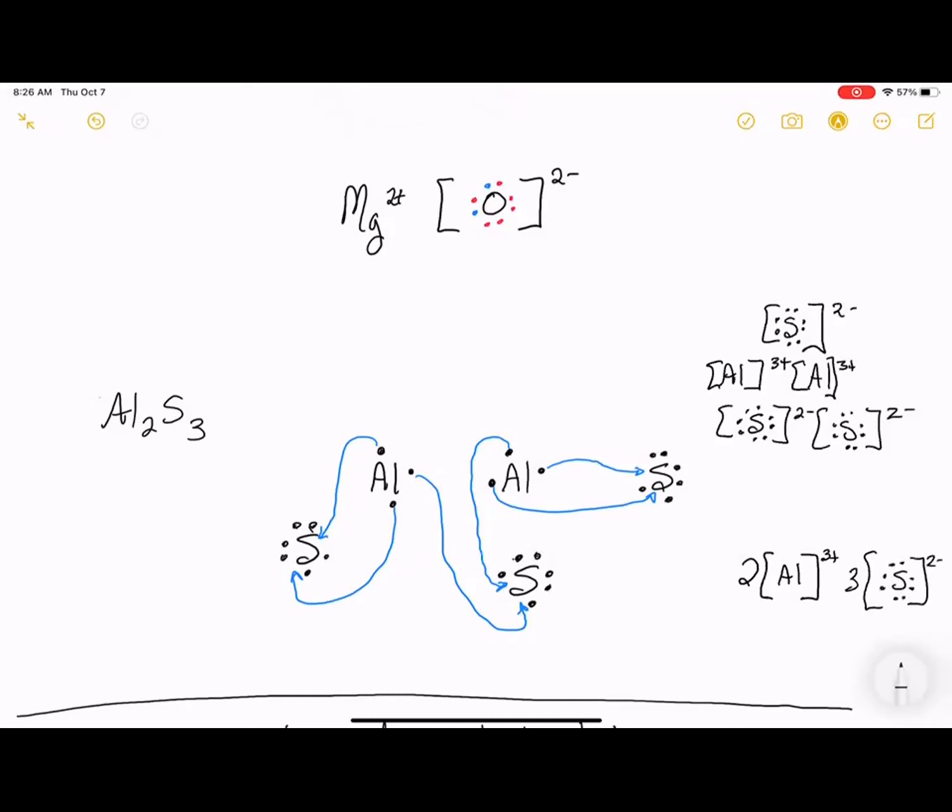So I tend to use coefficients before the brackets to indicate how many of each there are. Any questions so far? So far, all we've done is talk about Lewis dot structures of the atoms of the elements and how we obtain Lewis dot structures for ionic compounds.